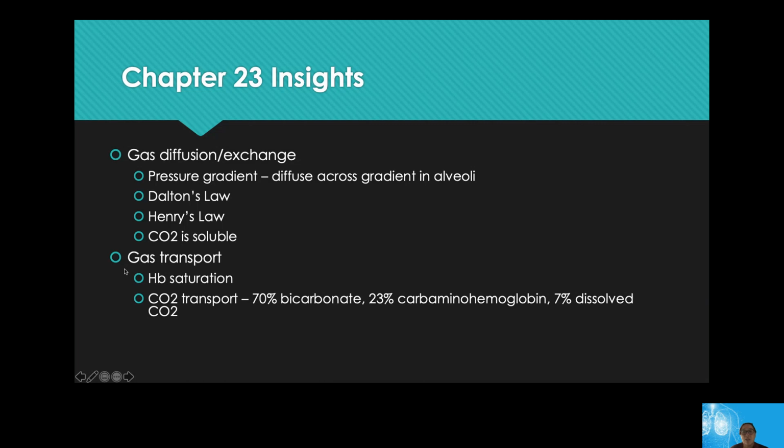Then we know that the cardiovascular system helps with the important function of gas transport, which included a review of hemoglobin saturation as well as the specific category of CO2 gas transport.